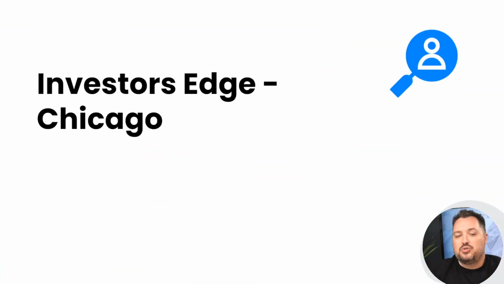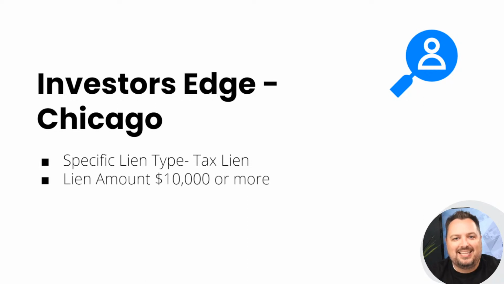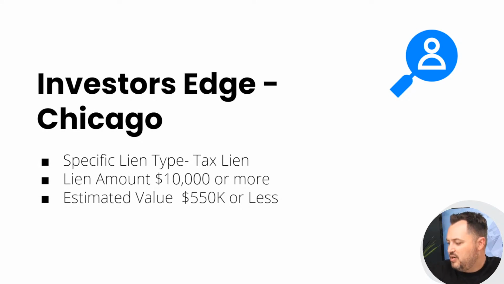What we like to do is use Investor's Edge. For those of you who are members, you're going to have access to that. It's a specific lien type called tax liens. We go to a lien amount of $10,000 or more, and we go to some estimated values here. So let's just say Chicago, since that was on the list, and Chicago's big.